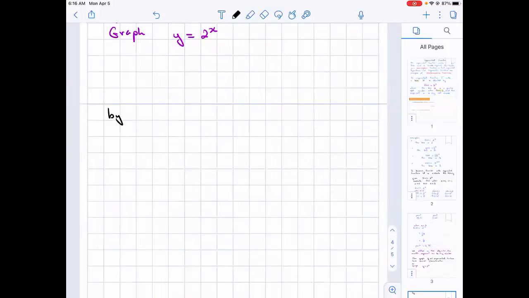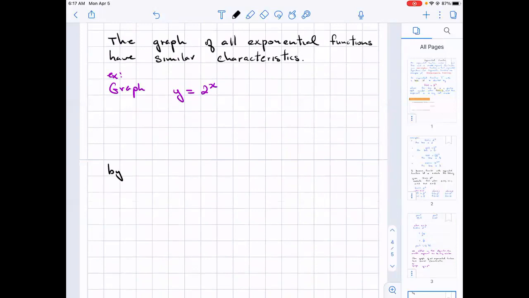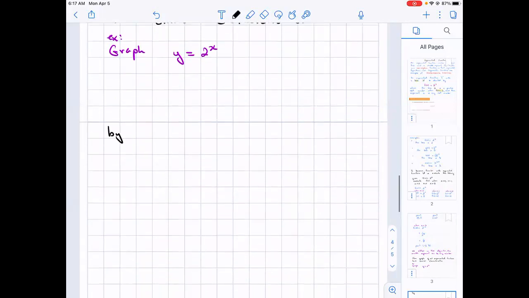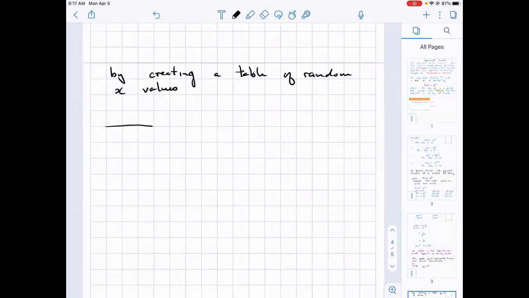So if you want to graph y equals 2 to the x, you will notice that as you graph these functions, they all have something very similar. They're very similar in one or two aspects when we look at the various graphs of them. So the first thing we can do is create a table of random x values. So if we do this, we can draw a little table.